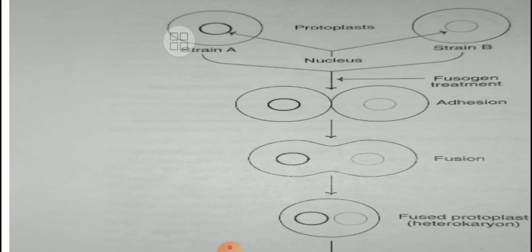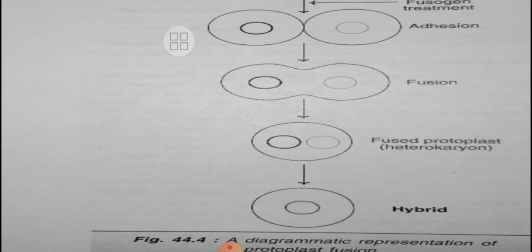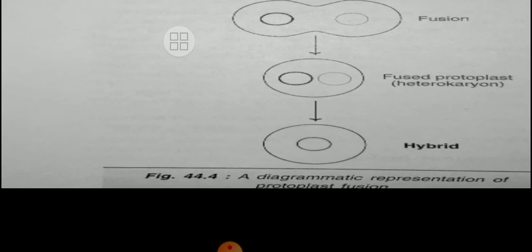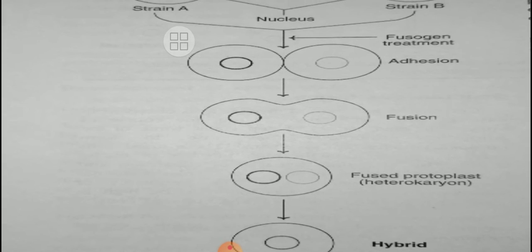When fusion takes place, a single cell will form, and that cell is a mixture of, we have to say, two nuclei and two protoplasms, isn't it? So fused protoplast, heterokaryon condition, then the two nuclei get fused with each other. So we will be able to produce a hybrid with the help of fusion of protoplasm. Vegetative cells we have taken here, isn't it? You must not forget that.